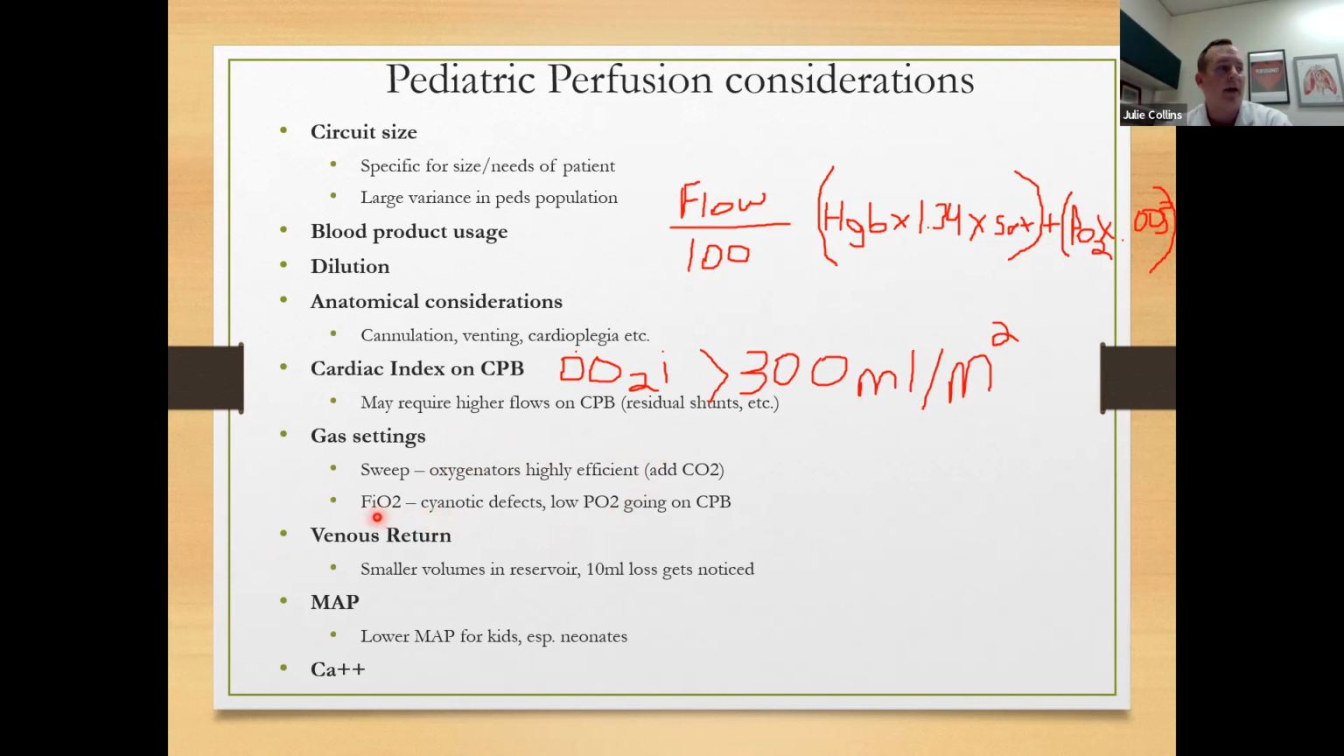We talked about FiO2. Why does FiO2 matter with cyanotic patients? You want to keep them sub-ambient or at an FiO2 of 21%. I would say definitely if we want to keep the ductus open, but once we're on bypass, typically we don't need the ductus open anymore.